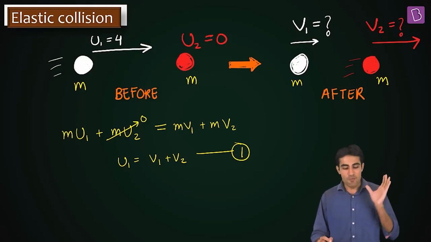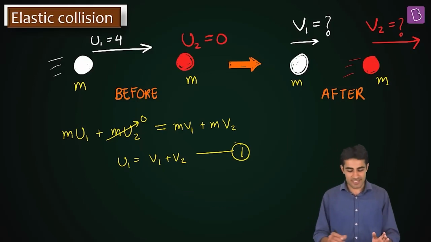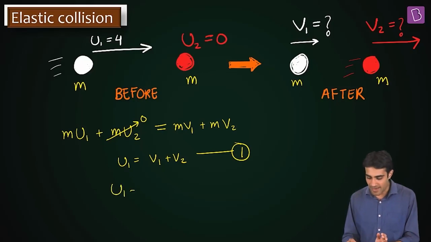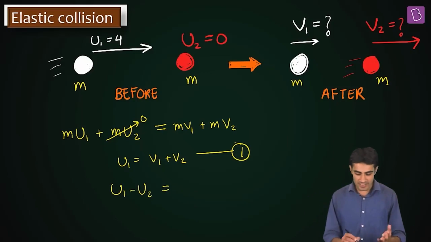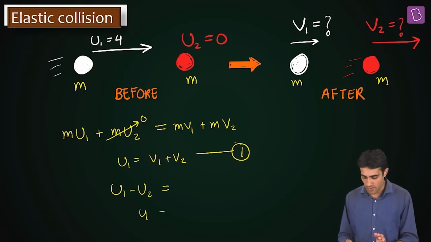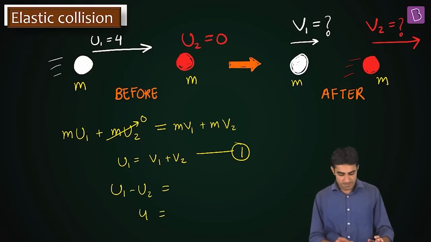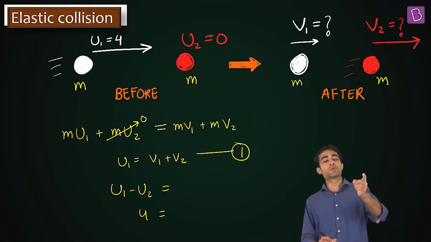Now, in our case, what is the speed of approach? You will say it is u1 minus u2. This is the speed of approach, and in our case it would be equal to 4. And speed of approach must be equal to speed of separation.